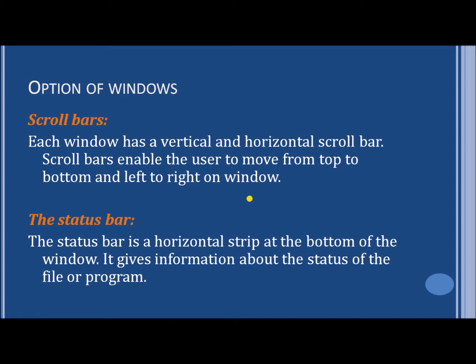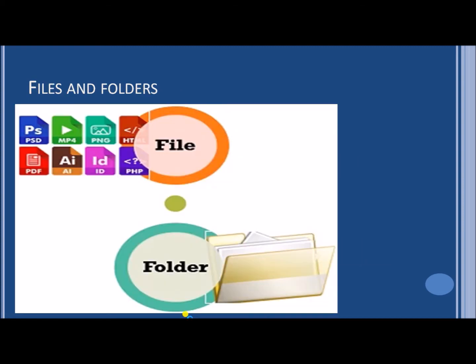Then comes the status bar. The status bar is a horizontal strip at the bottom of the window. It gives information about the status of the file or program. File or program means whatever is opened; all the information regarding that window will appear. All the information means which page is opened, how many words have been written there, and whether it is active or inactive. All this kind of information will appear on the status bar at the bottom of the window.